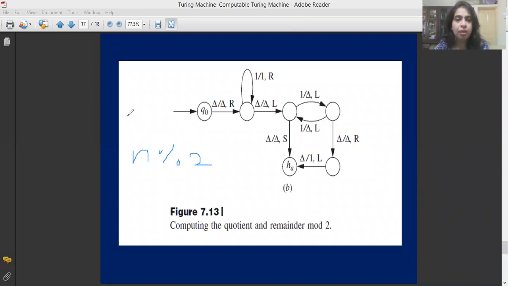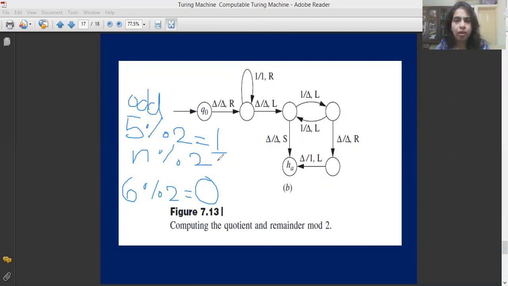Now, suppose the number is 5. What's 5? It's an odd number. If you divide 5 by 2, naturally the remainder has to be 1. But if you take the number as 6, a natural number 6, and divide it by 2, the remainder will be 0. So hence, if it's an odd number, the remainder will be 1. If it's an even number, then the remainder will be 0.